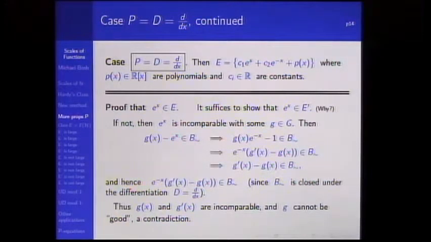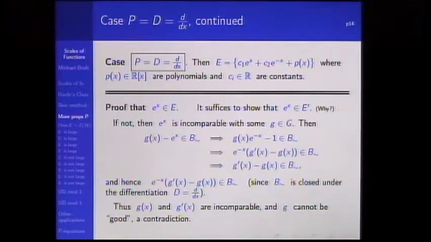What does it mean for two functions to be incomparable? The difference is oscillating. So here, g of x minus e of x is oscillating. But if I divide by a positive function, it is still oscillating. And I divide by e to the power x. If I have oscillating differentiable functions, everything differentiable here, then its derivative is also oscillating by Rolle's theorem. And so I get e to the whatever, and the final conclusion is that g of x minus g derivative is oscillating, or g is not comparable with g prime.